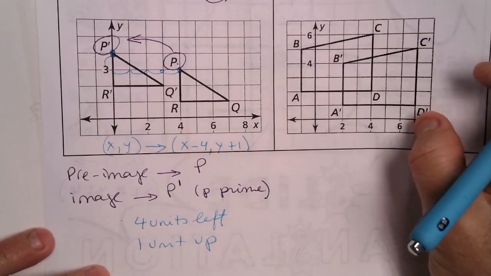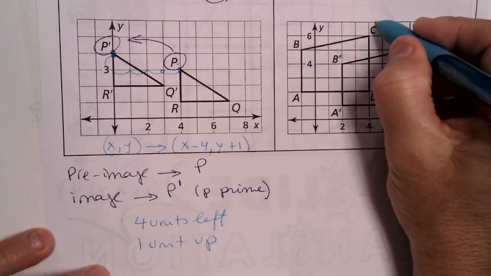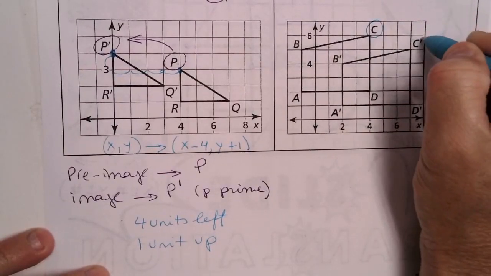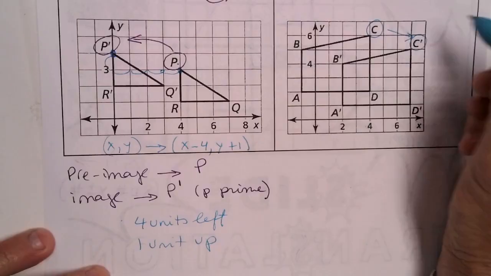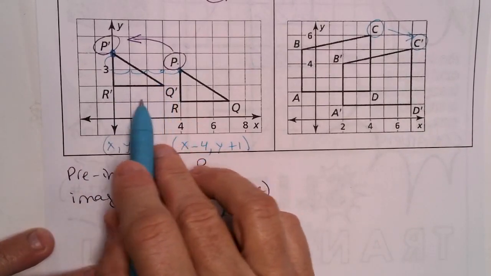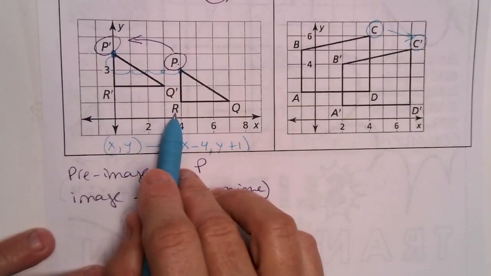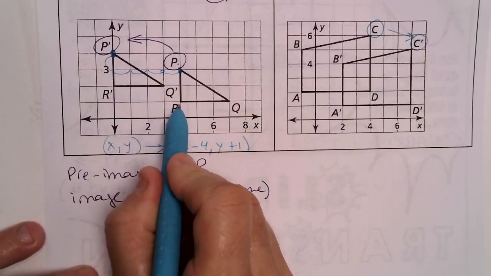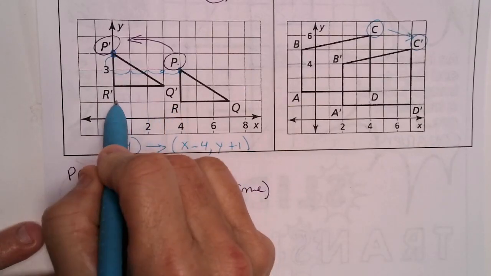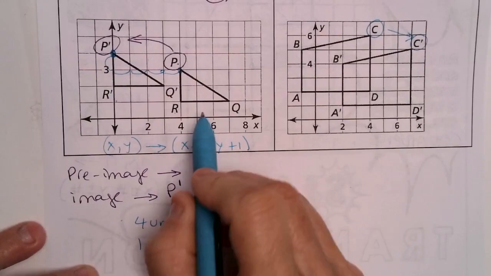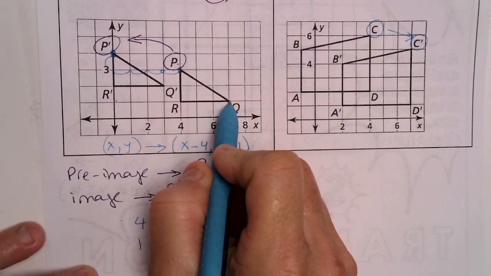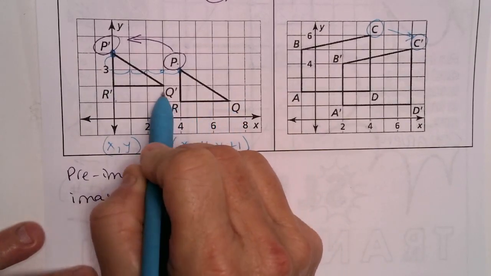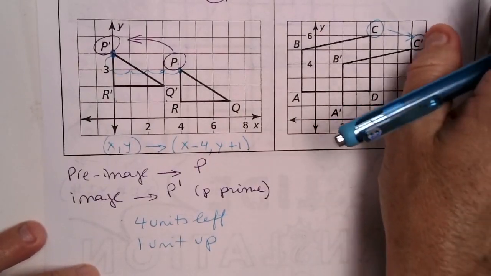Again, I'm going to ask you to do this one on your own. Remember, you're going from C to C prime. And here, you can also check your answers. So check R to R prime. Here I'm going 1, 2, 3, 4, and then 1 up. Perfect, it matches. They all have to be the same.